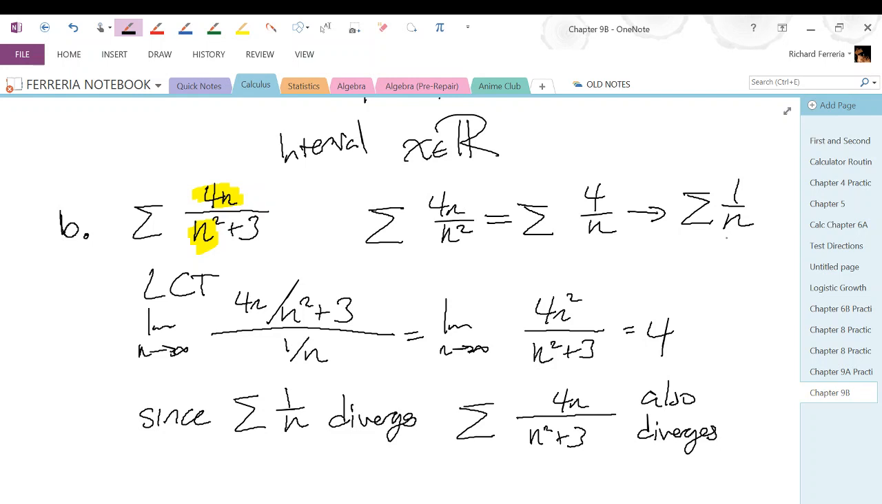I don't understand why you would use 1 over n, and why would you use 4n over n squared? We start off with 4n over n squared because those are the lead terms of the numerator and denominator.